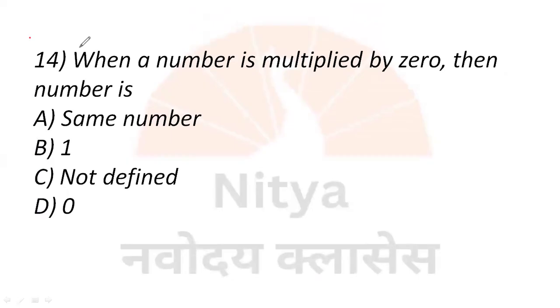14. When a number is multiplied by 0, then the number is 0. We already know that when we multiply any number by 0, we get 0. So option D is the answer. Next question.